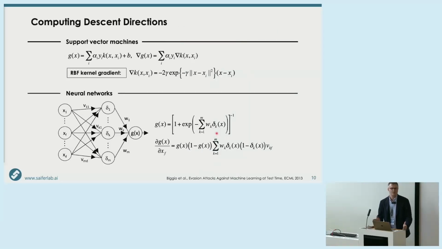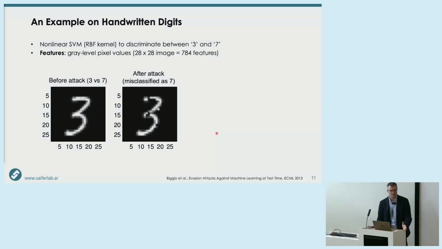Okay, at that time there was no TensorFlow, no PyTorch, so we had to compute the gradients analytically by hand. There was no automated framework for doing that. This is just an example for neural nets and support vector machines. And then, of course, you can test these on images.